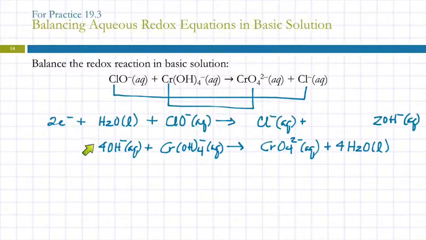Down here I have -4 and -1, so -5. And over here I've got -2. So I have to throw in 3 electrons to balance the charge. Okay? Again with the 2 and the 3 business. I got 2 in one and 3 in the other. I got to make them both 6.